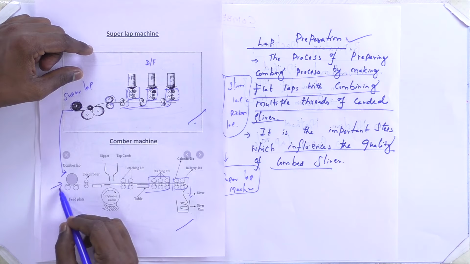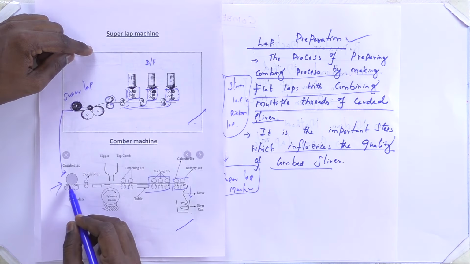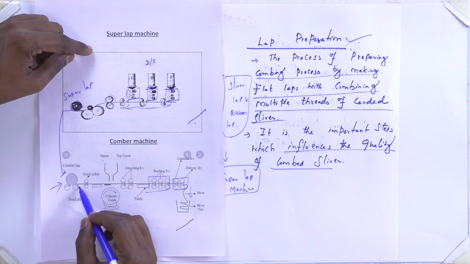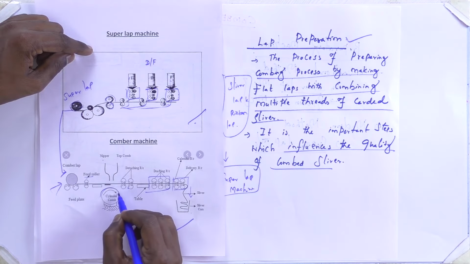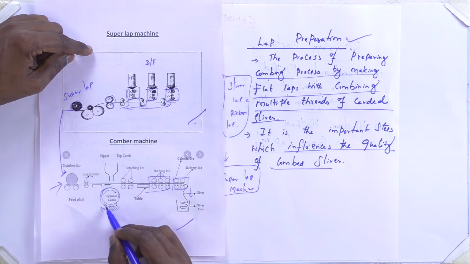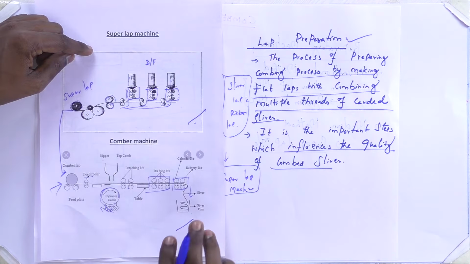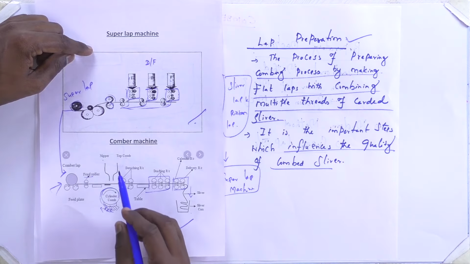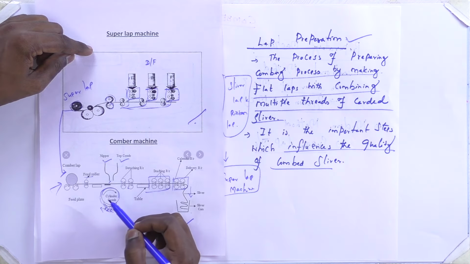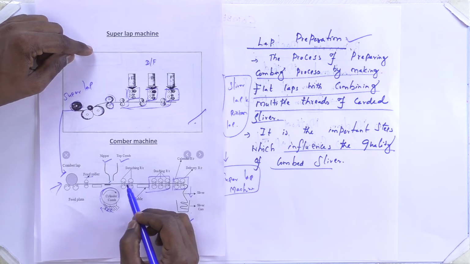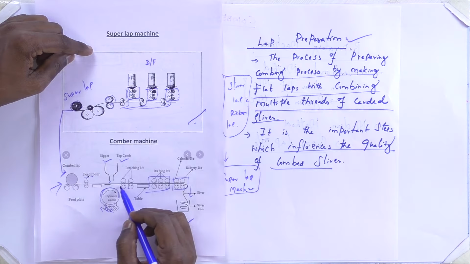Here the feed material, super lap or ribbon lap, is fed and passed through the feed roller. Here is the combing cylinder, which consists of a plain segment and the remaining needle segment. The needles present in the combing cylinder remove the short fibers present in the feed material, and with the nipper and top comb action, the short fibers are removed completely from the feed material. The detaching roller is used to create the continuous length of sliver.